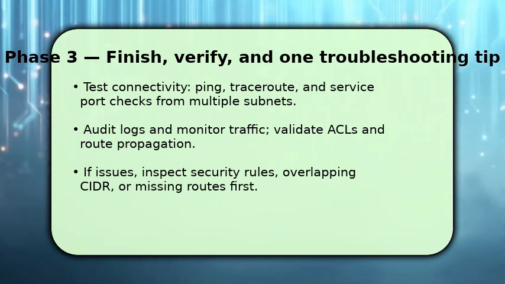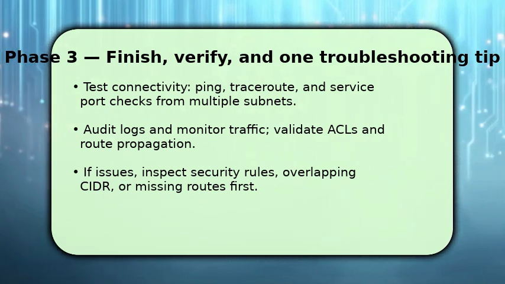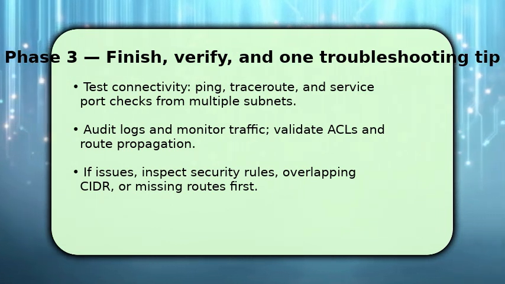If something fails, first inspect security rules, overlapping CIDR blocks, or missing routes. Those are the most common culprits. Then iterate until traffic flows as intended.